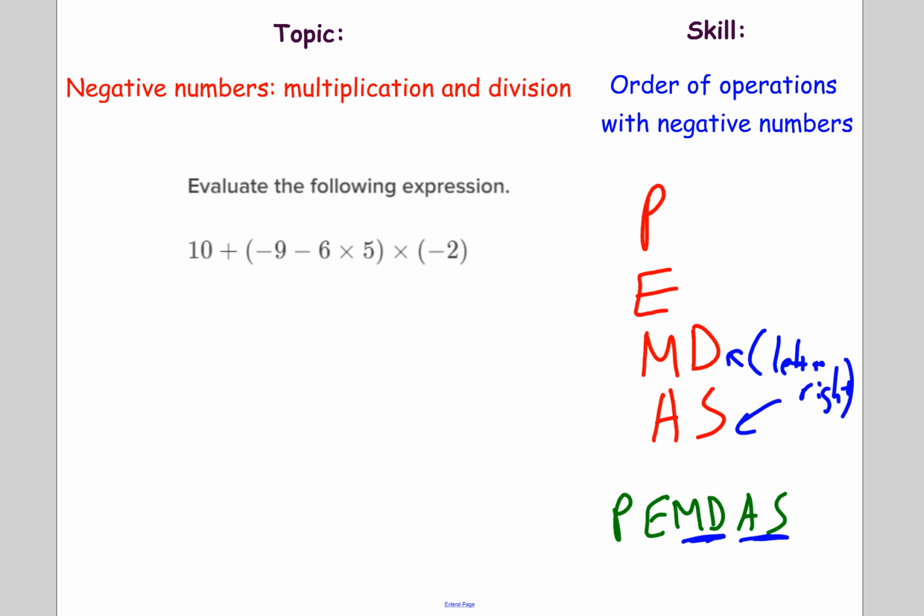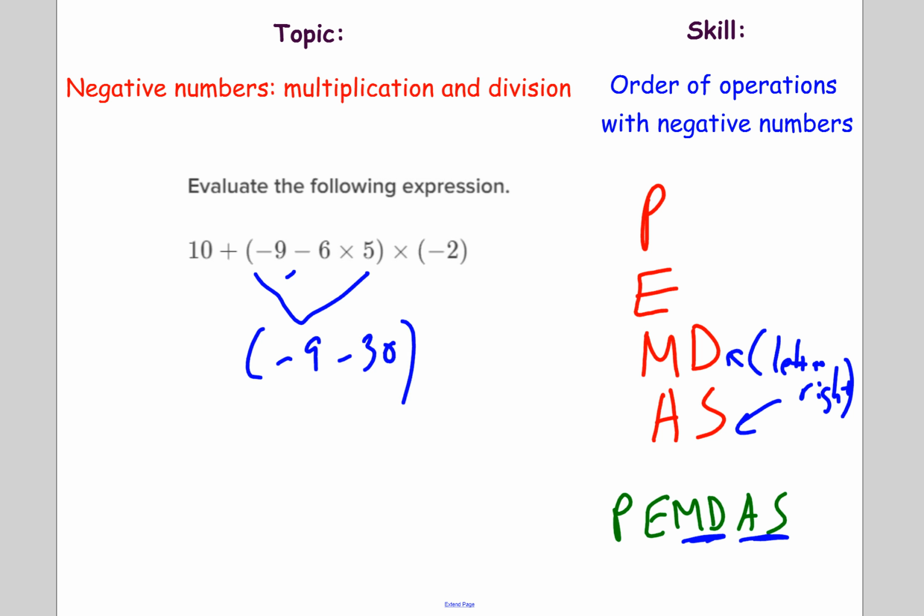Parentheses. Do we have any operations inside of parentheses? Well, here we actually do. In fact, we have a subtraction and a multiplication. So once you're in the parentheses, you kind of have to look at the order of operations again. So what comes first, the multiplication or the subtraction? The answer is the multiplication. So I'm going to bring down -9, and then -6 times +5. -6 times +5 is -30.